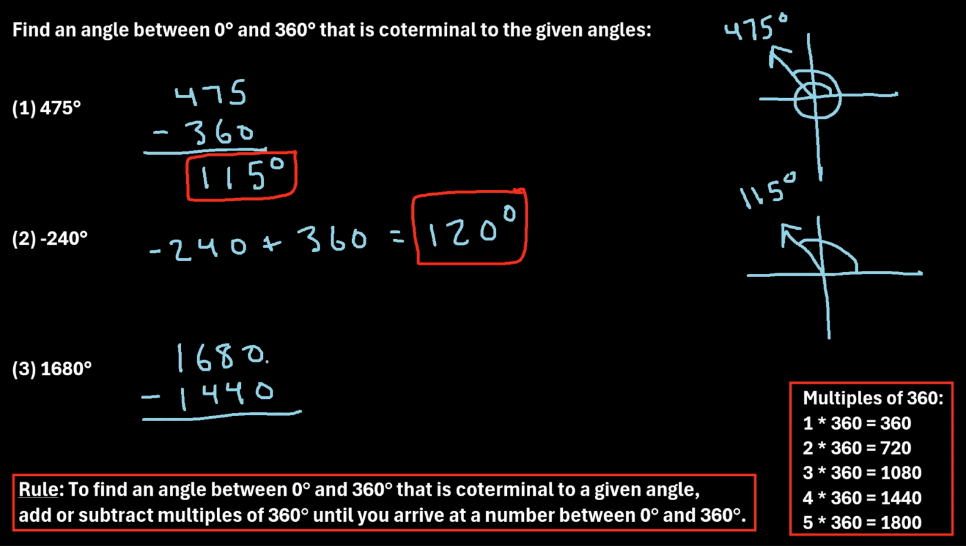Let's see what we get. 0 minus 0 is 0, 8 minus 4 is 4, 6 minus 4 is 2, and 1 minus 1 is nothing. So the angle between 0 and 360 that is coterminal to 1680 would be 240 degrees. So that would be our final answer on that one.